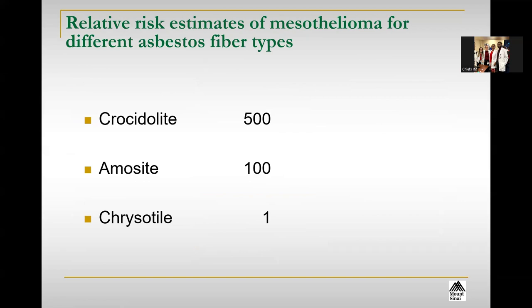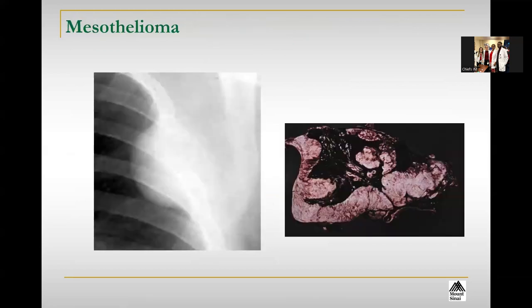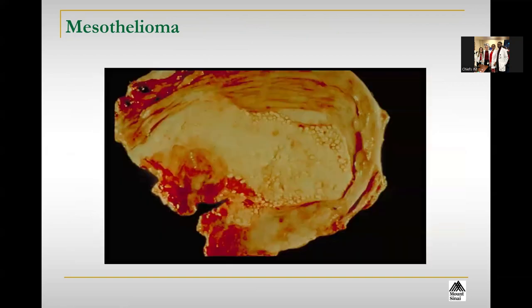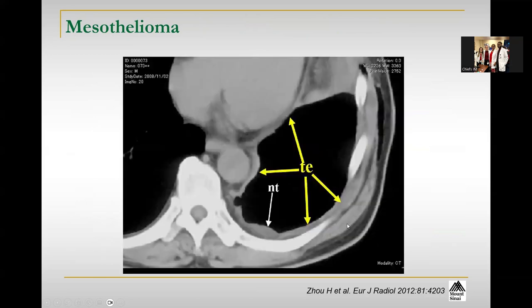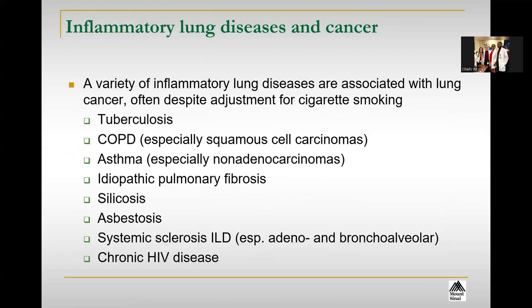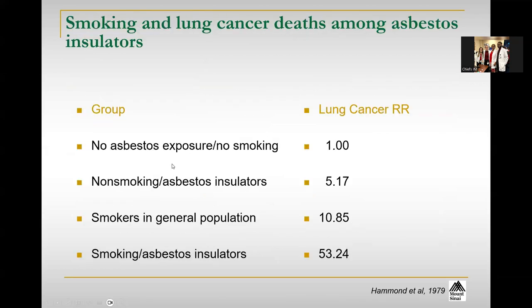And again, asbestos is associated with mesothelioma and lung cancer, both. So here, just to show, it's the same as the pleural plaque, but way more extensive. And you see the thickening quite significant and extensive, usually not calcified. This is another example. And bronchogenic carcinoma. Just remember that asbestos and cigarette smoking have a multiplicative effect on the incidence of lung cancer.